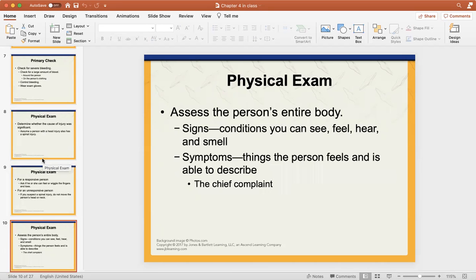You're going to assess a person's entire body. You're looking for signs and symptoms that can tell you what is wrong with the individual, whether they're sick or injured. Signs are conditions that you can actually see, feel, hear, and smell. Symptoms are things that a person can feel and is able to describe to you.